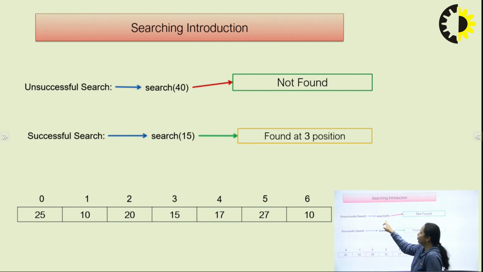But if we are looking for the data 40, it is not present within the list. So our search is unsuccessful. In this way we can see that for the required data, the search is either successful or not.